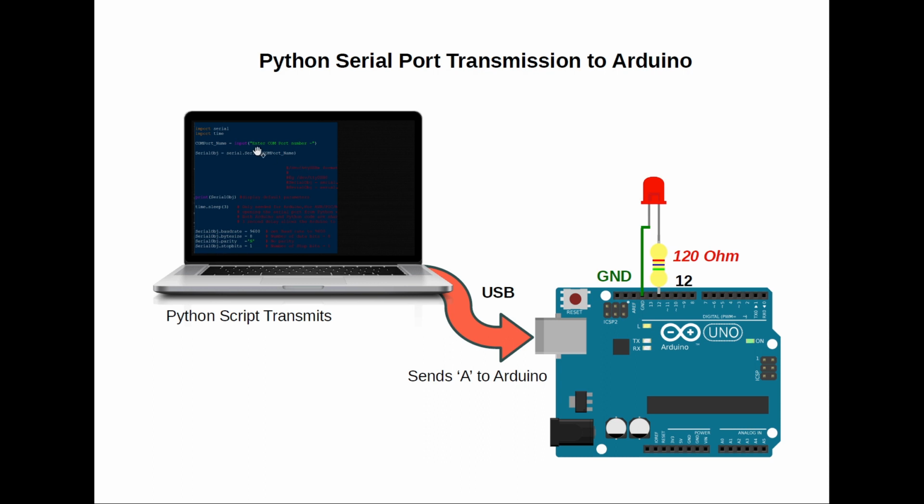Now the script running on the Windows 10 PC will open a serial port connection to that particular port of the Arduino, and it will send the character A from PC to the Arduino. On the Arduino side, we will check the character. If the character is A, we will blink the LED connected to pin 12. When you're connecting the LED, make sure that a 120 ohm resistor is connected in series with the pin number like this.